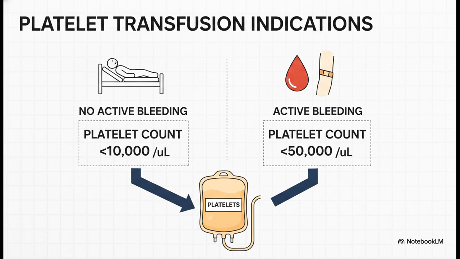All right, let's nail down blood product logic. You've got to memorize these platelet transfusion thresholds. Prophylactic platelet transfusions are strictly reserved for counts below 10,000 without active bleeding. If the patient is actively hemorrhaging, that threshold shifts up to 50,000. Outside of those parameters, or very specific surgical indications, you withhold the platelets.